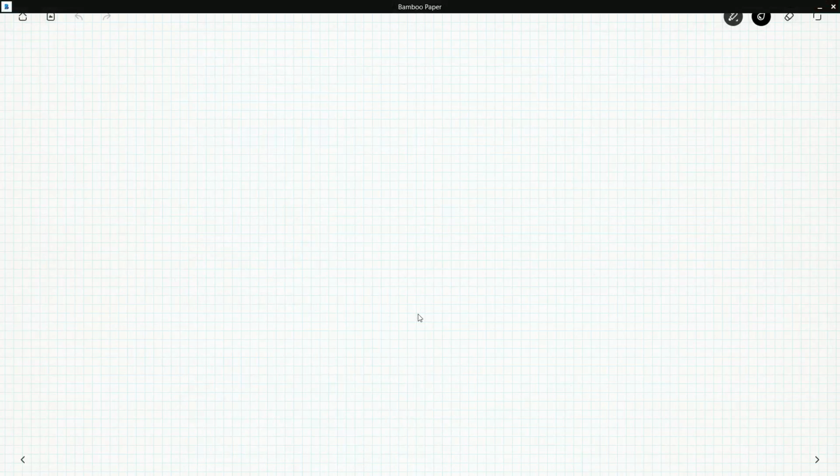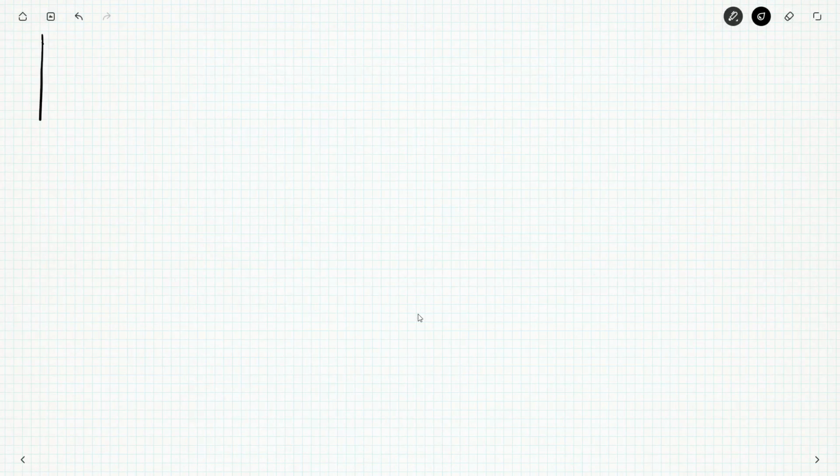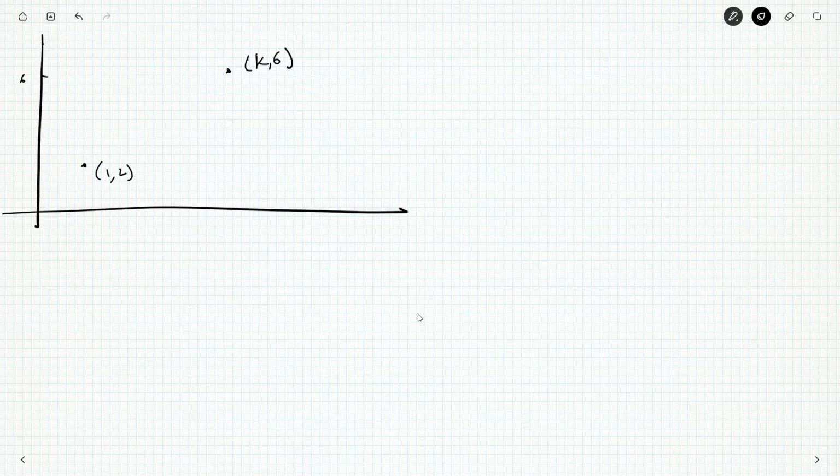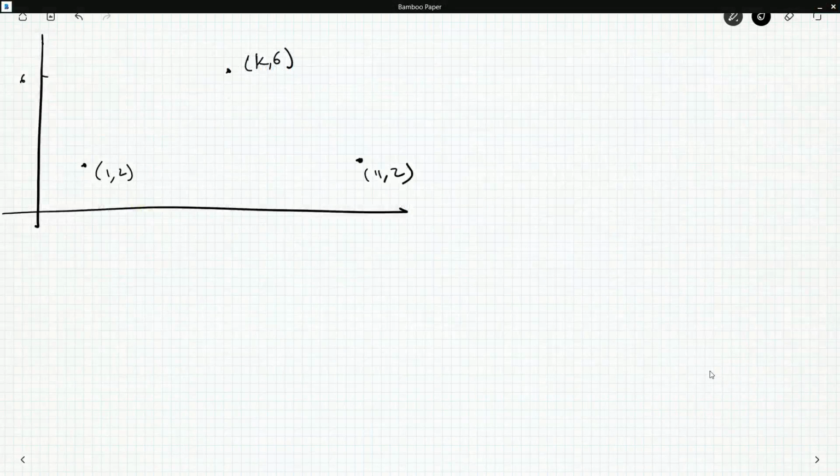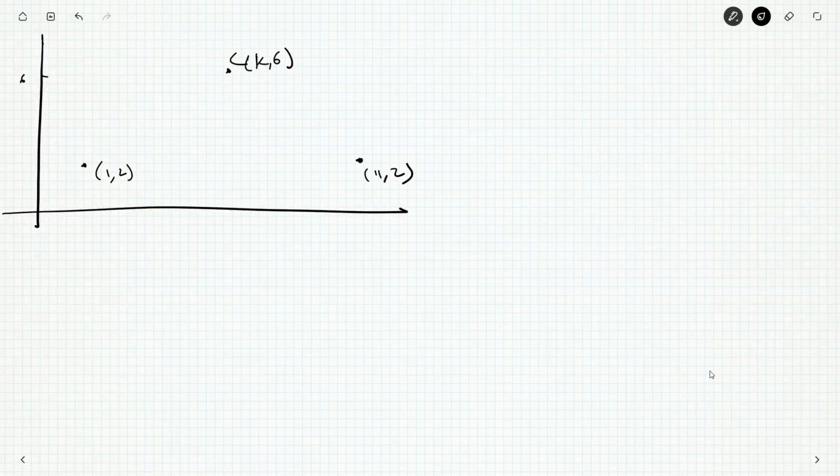So let's just plot these points quickly. K is at 6, so we'll say C, k6, sort of looks like up here. We've got 1, 2, and I think it was 11, 2? Or was it 2, 11? I think it was 11, 2. Yeah. So there's our C point. We can move C all about, but C is sort of stuck on this line right here.